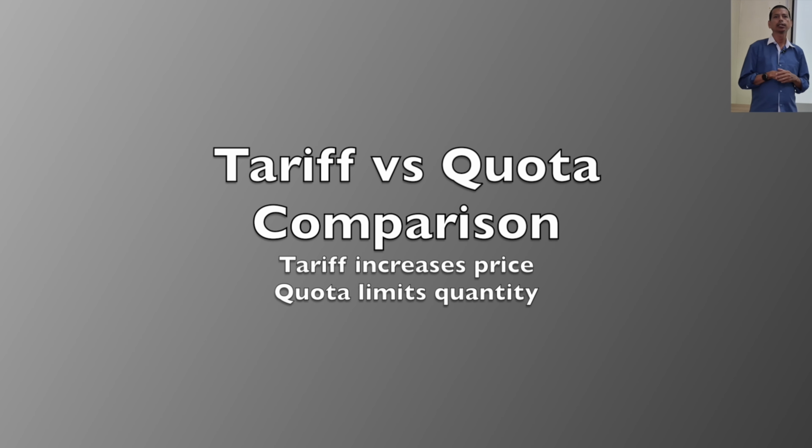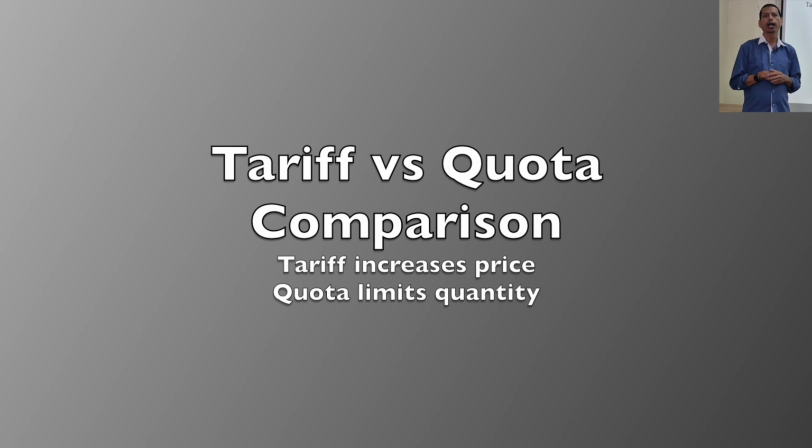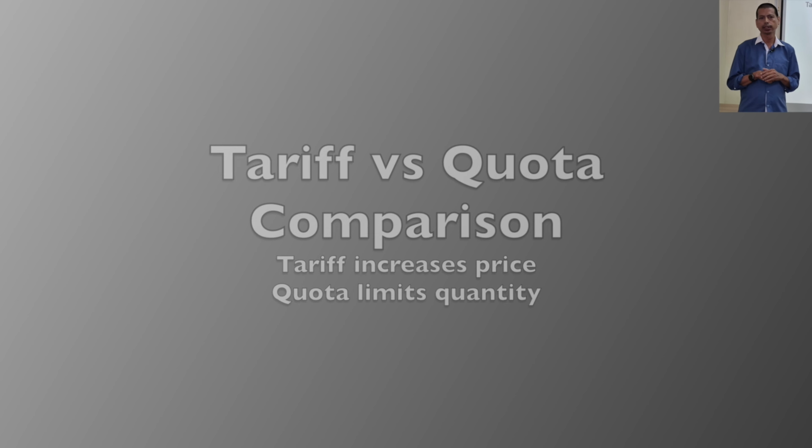Because quotas distort markets, many international agreements try to reduce their use. Members of the World Trade Organization have gradually replaced quotas with tariffs. This process is called tariffication. Tariffs are considered more transparent and easier to regulate.